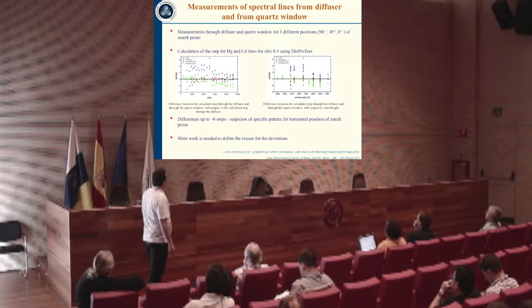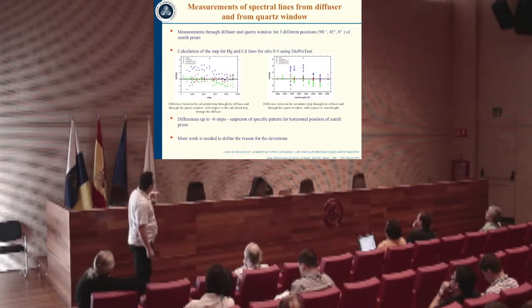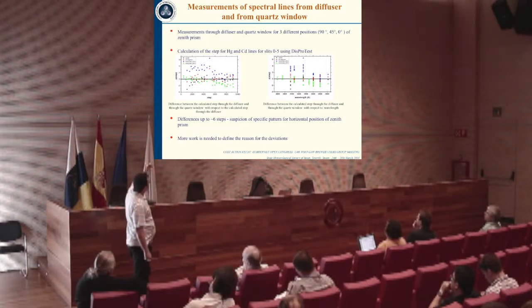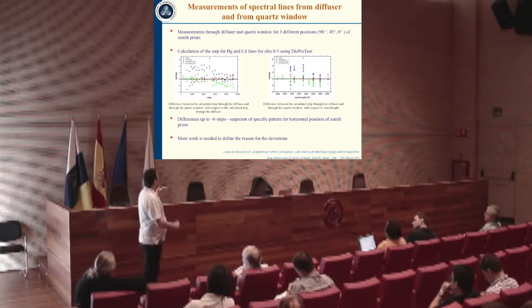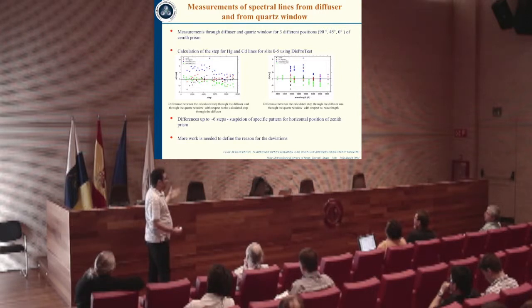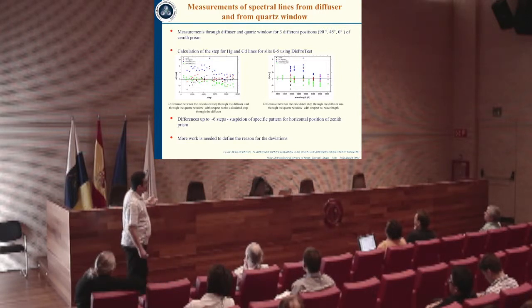In general, we see differences up to 6 steps, and there is a suspicion of a specific pattern when the position of the zenith prism was horizontal. But since a large part of these results are recent, we need to do more work to define the reason for these deviations.